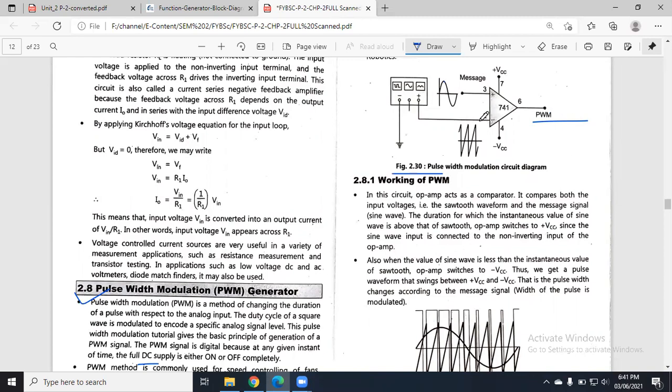We have studied that whenever the non-inverting terminal input voltage is higher, the output of the op amp is positive. Whenever plus is greater than minus, that is, the input at the positive terminal is greater than the input at the negative terminal, the output is positive. This is the first case. In the second case, the input at the negative terminal is greater than the input at the positive terminal, and in that case the output is negative. Negative means minus VCC, and positive means plus VCC.